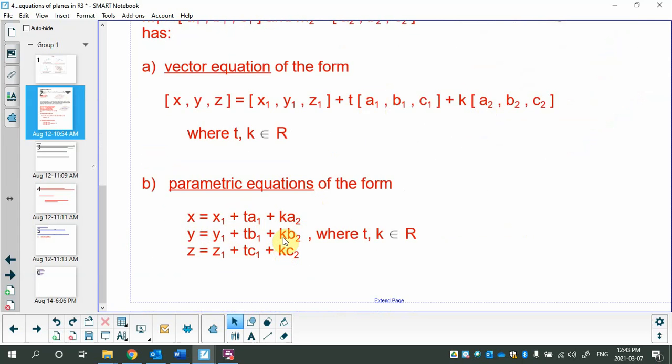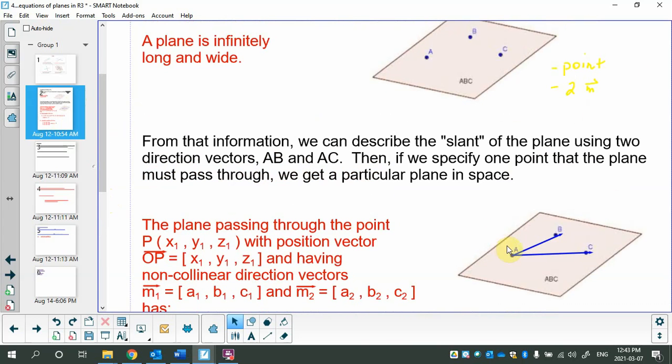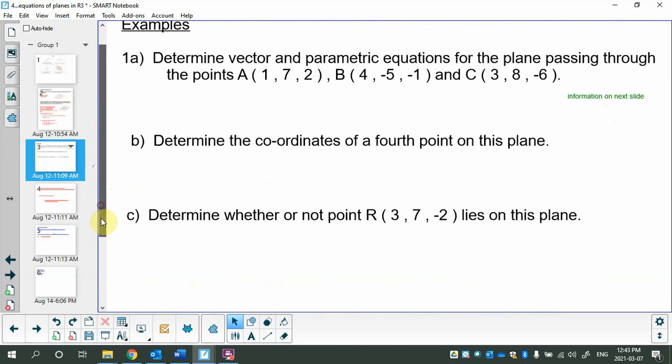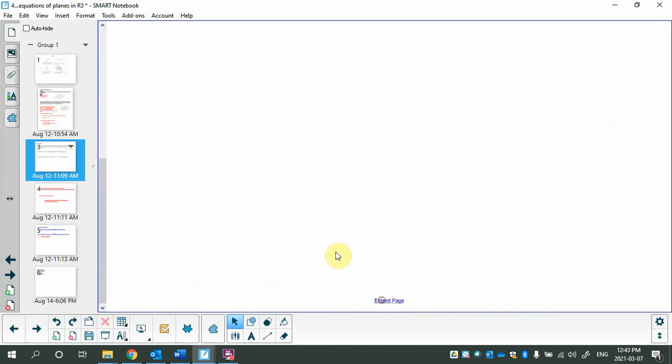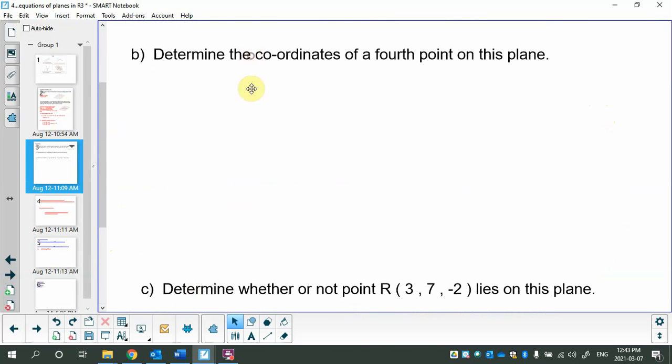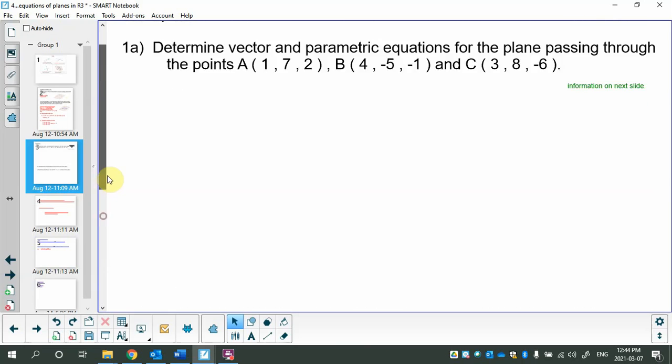So try not to get confused with lines and planes, because planes need more information because they are more complicated looking. This blue thing is a line, this purple thing is a plane. Way more complicated. All right, so let's look at a question. Of course, there's information on the next slide. So I'm going to move this out of the way. See how much space I need.